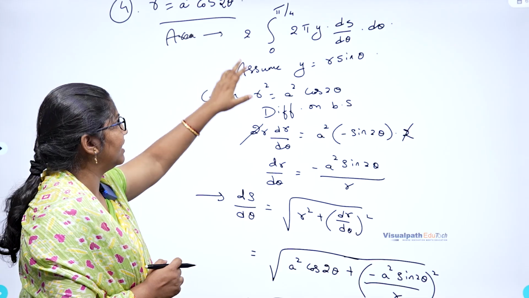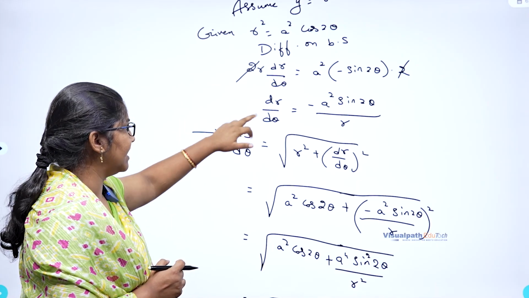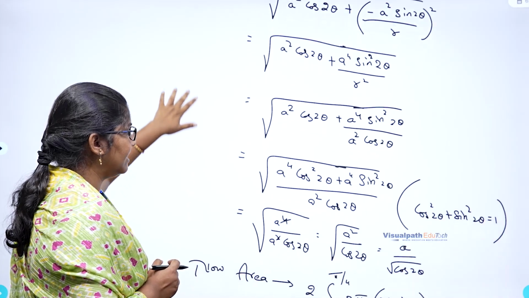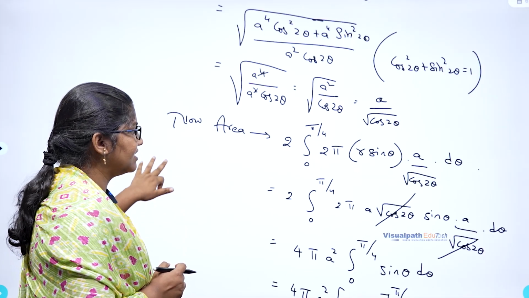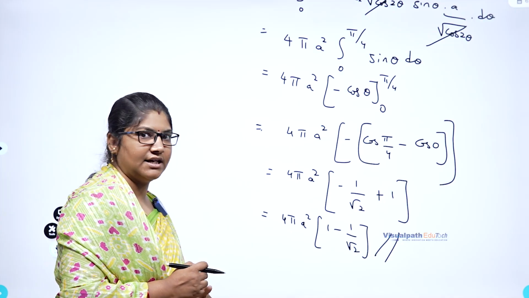So, this is the formula and our assumption for the given curve. We are finding dr by d theta and ds by d theta. After that, substituting in the formula and simplifying, we get the final answer.